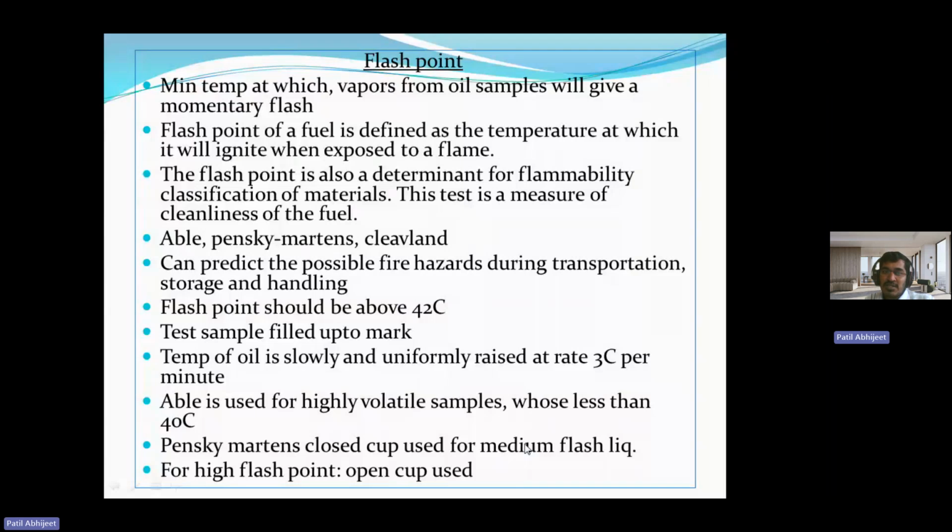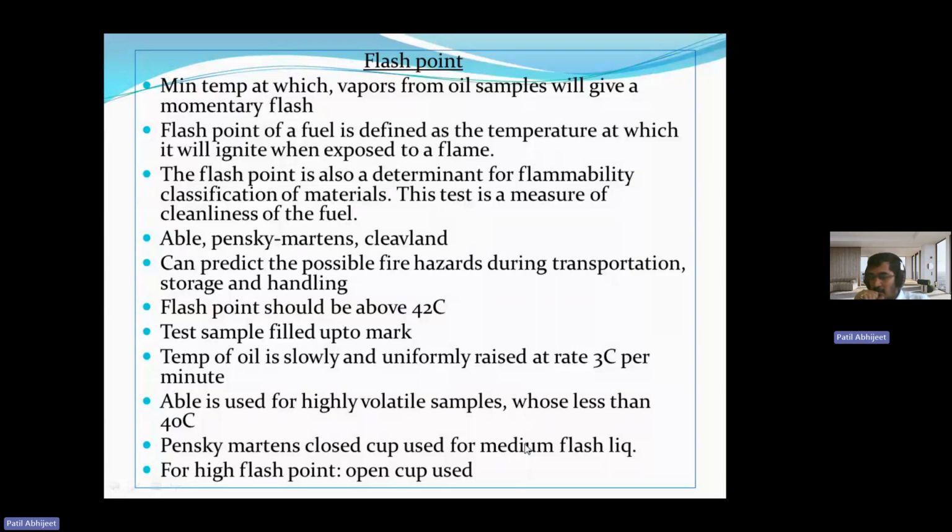And here the test sample should be filled up to the mark. On the Pensky Martin apparatus there is a mark, like we have in our measuring cylinder, where we have marks for 100 ml, 200 ml. Similarly, there are marks for the volume of the fluid which can be exposed to the flame.